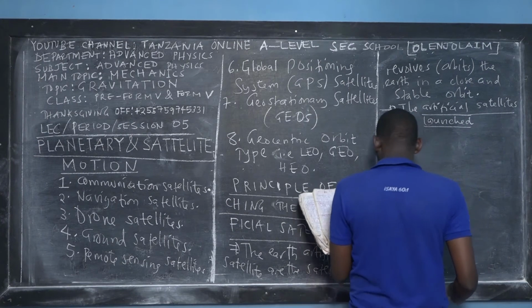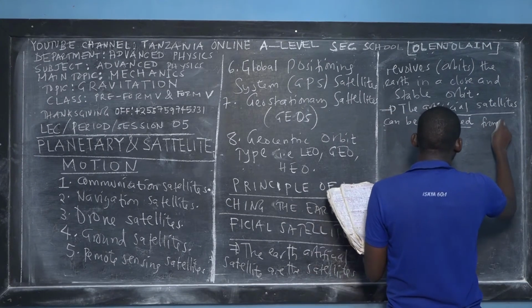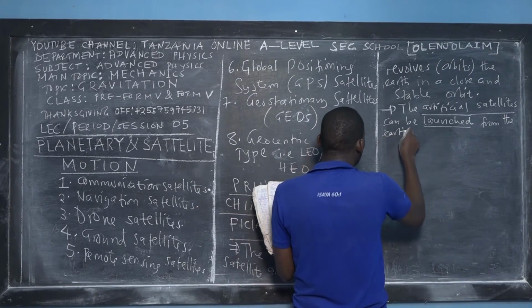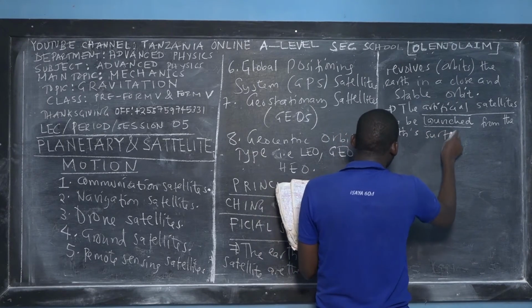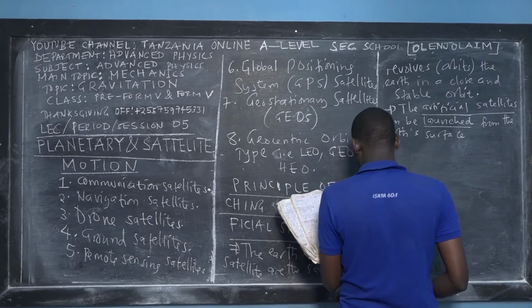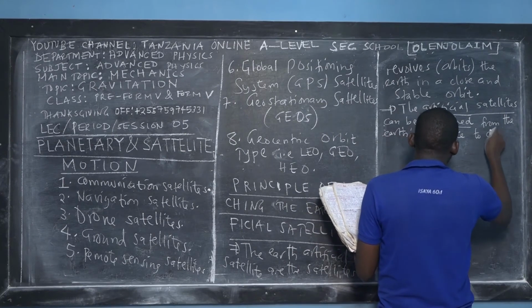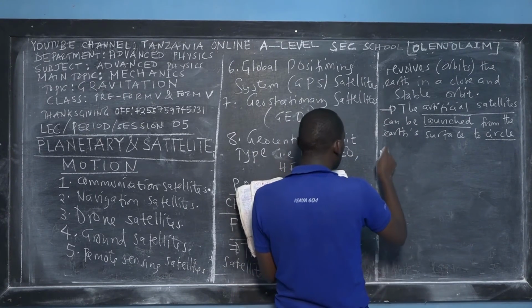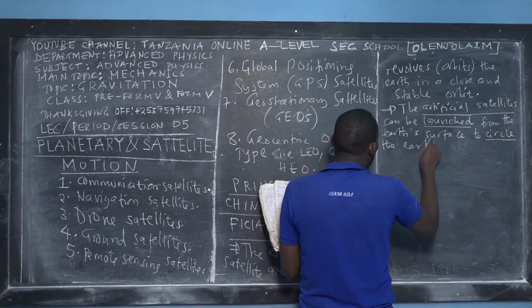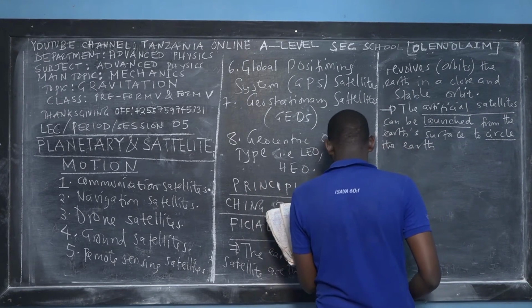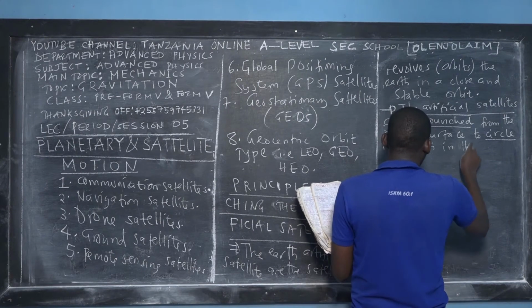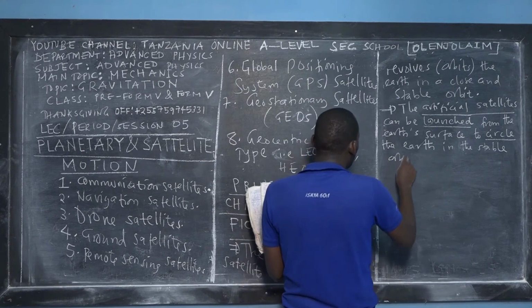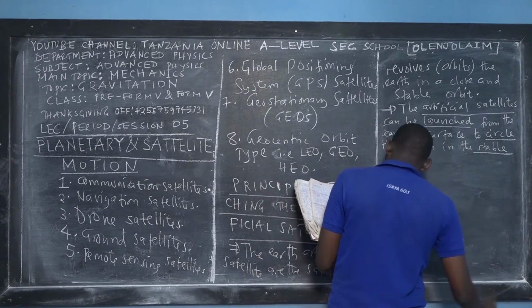launched from the Earth's surface to circle the Earth in a stable orbit. That is the second sentence that I want to make.